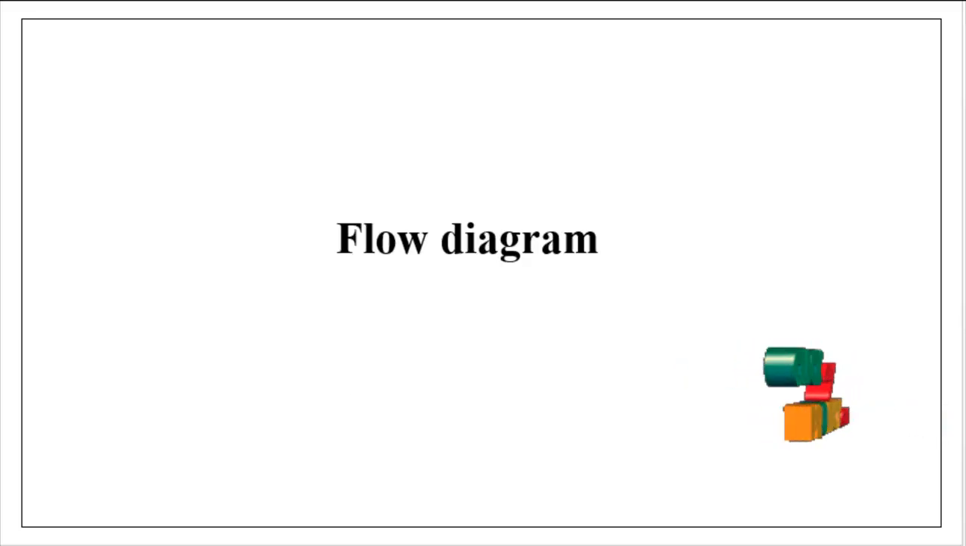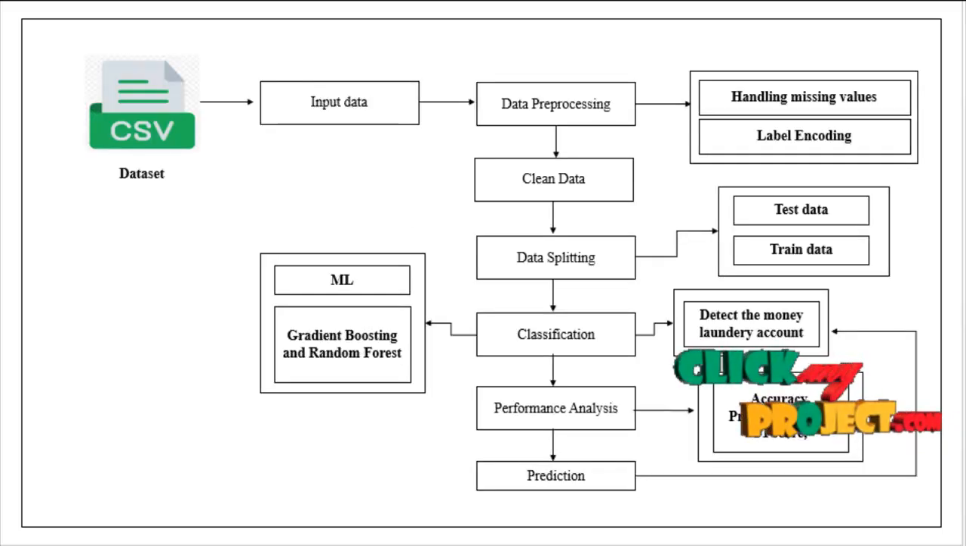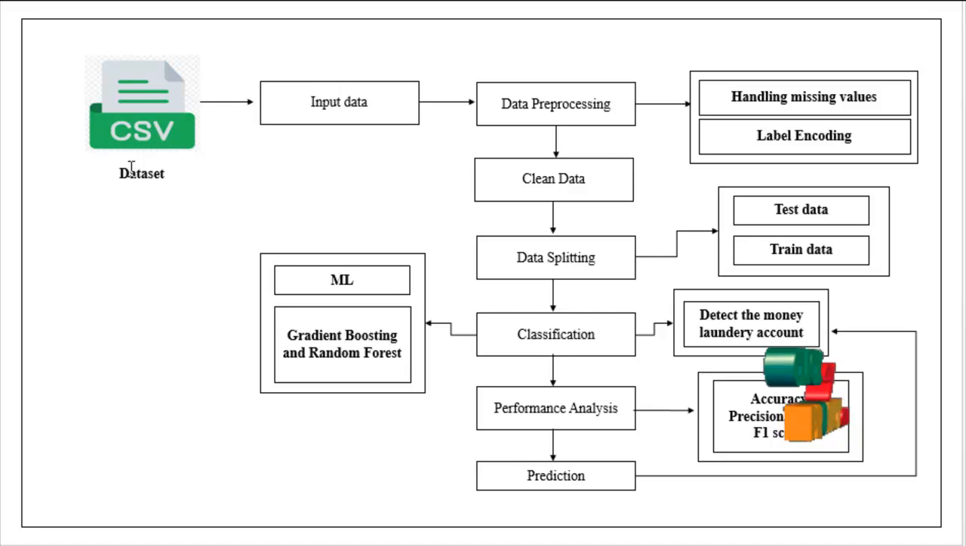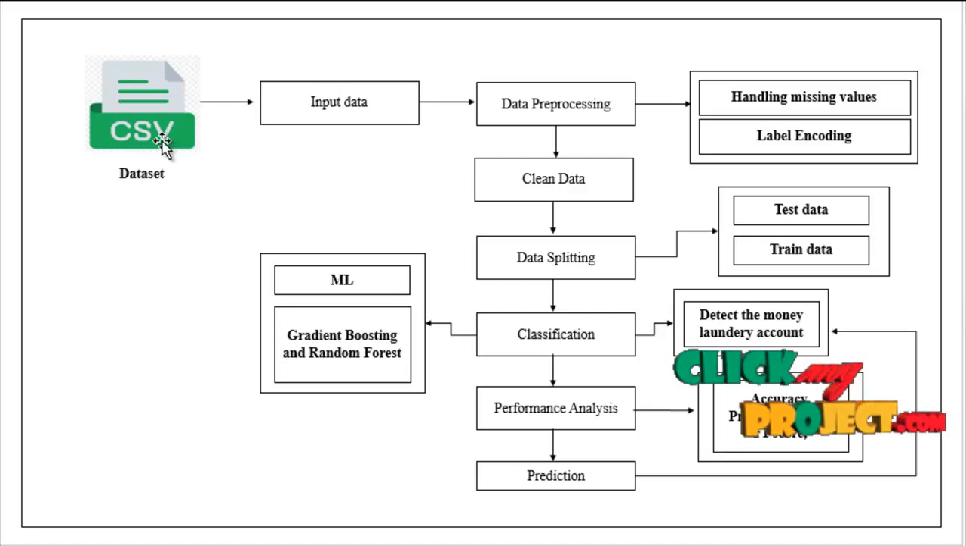Then we are going to discuss the flow of our project. This is the flow diagram. First, we need to take an input data set. The data set was collected from data set repositories like Kaggle, GitLab, and so on. We can read the collected data by using the pandas package. Then the collected data set is carried to the pre-processing step.